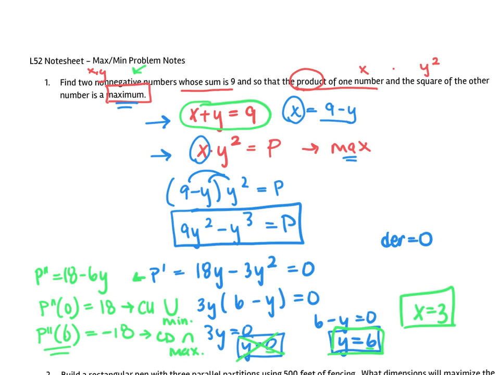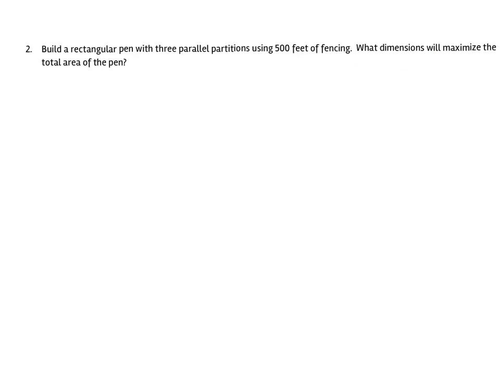And those two are the largest numbers that I can get that fit the two circumstances as described in the problem. All right, taking a look at this next problem here. It says we're building a rectangular pen with 3 parallel partitions using 500 feet of fencing. We've drawn this picture many times. And the question asks us right here, what dimensions will maximize the total area for the pen?